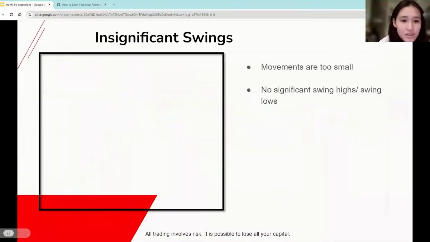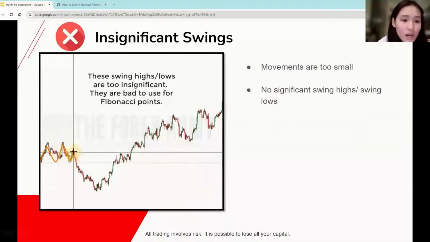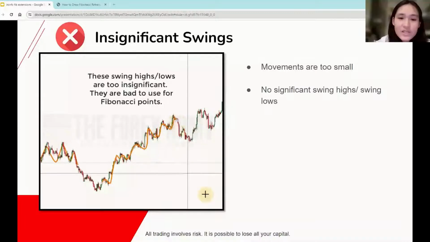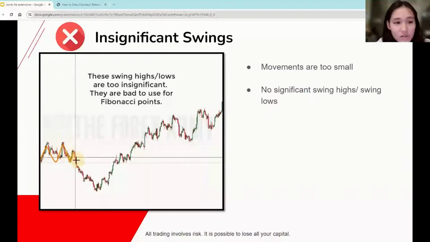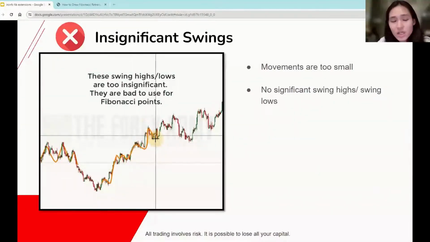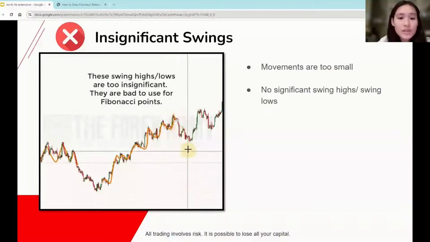Okay, so let's backtrack a bit and look at how exactly you can use these retracements. So how do you identify clear market structures? Firstly, we want to look for significant swing highs, swing lows, significant trends, or clear market trends.